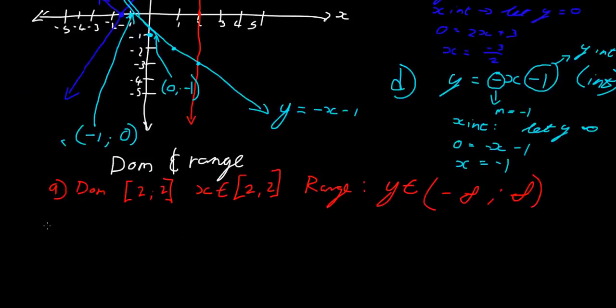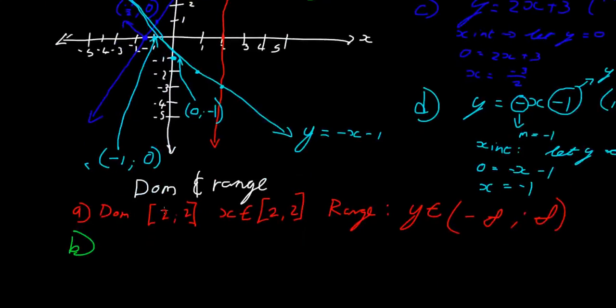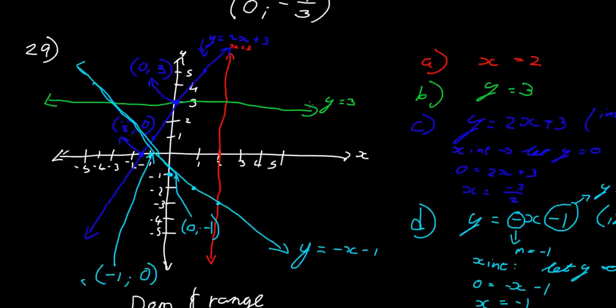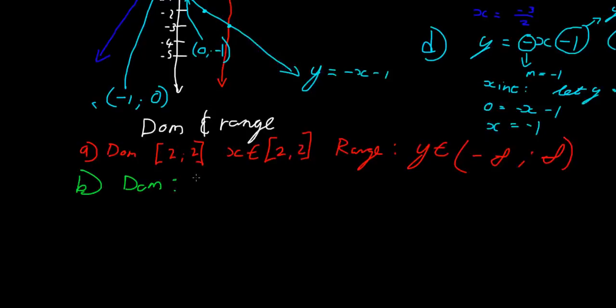Okay, let's move on. Line B. Let's look at the domain. So the domain is the x points. And if you look at the line y equals 3, it goes all the way to negative infinity, all the way to positive infinity. Okay, so x is an element from, and once again round brackets with infinity, from negative infinity to infinity.